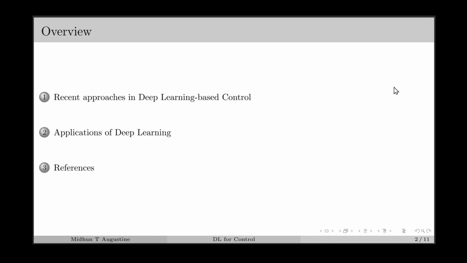Here is the overview of this lecture. We will start with a brief discussion of some of the recent approaches and also discuss the applications of deep learning in control.